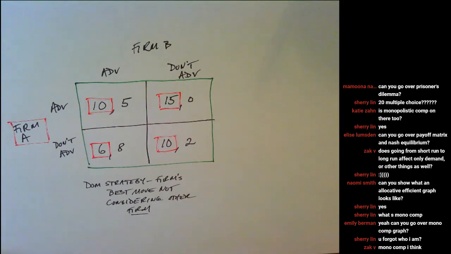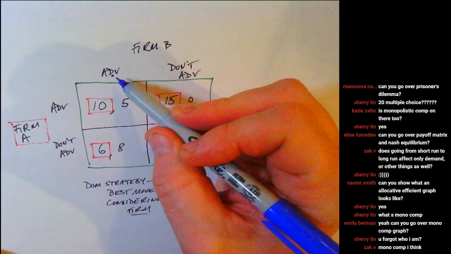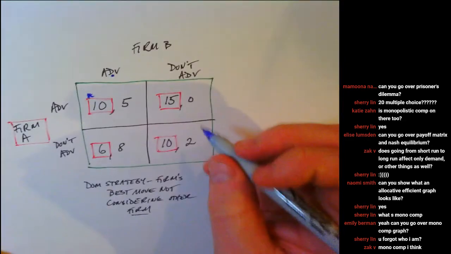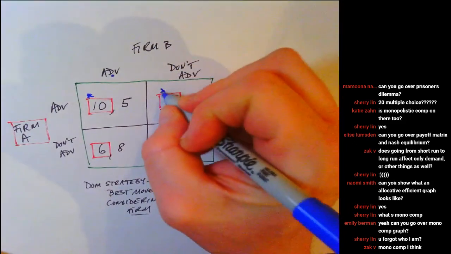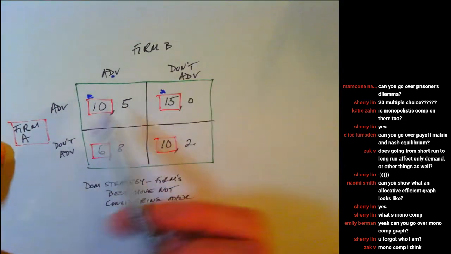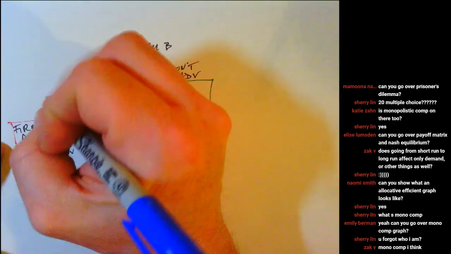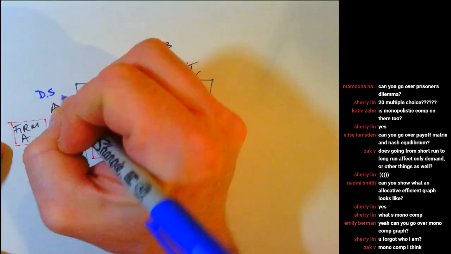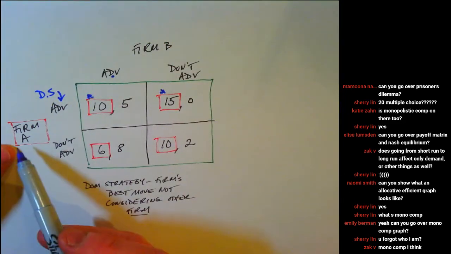So I'm going to use my blue pen. So if firm B advertises, firm A should do that. If firm B doesn't advertise, they should do that. So what happens, no matter what firm B does, firm A should advertise. So there is a dominant strategy for firm A to advertise. Okay? Next, let's go to firm B.